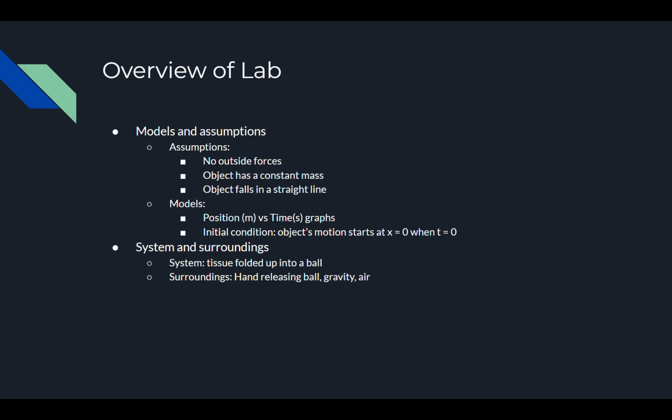And as for the models, I had position versus time graphs, and I also had, in the computational model, velocity versus time graphs. And the initial condition was that the object's motion would start at x equals 0 when time equals 0. For the system, it was just the object, or the tissue folded up into a ball. That's what I used as the object. And for my surroundings, it was the hand releasing the ball, the force of gravity, and air, or like the air resistance.